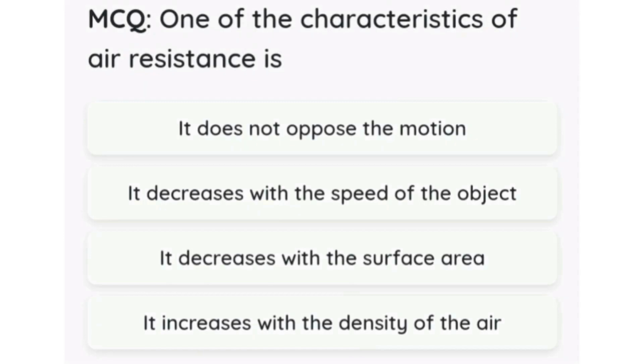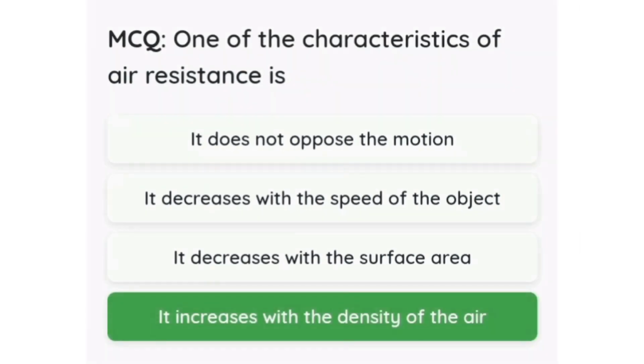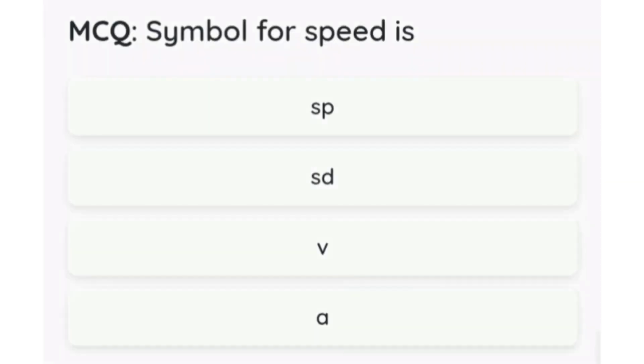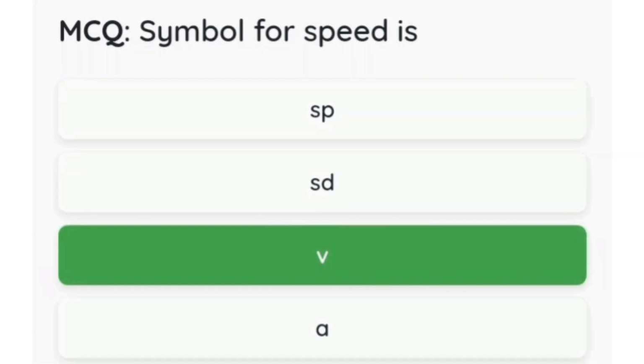So next we have one of the characteristics of air resistance. It does not oppose the motion, it decreases with the speed of the object. As you know, resistance means anything that decreases the speed, so it increases with the density of the air always. So the right answer is it increases with the density of the air. So next MCQ we have the symbol for speed. The symbol of speed is V. So the right option is the third one, V.